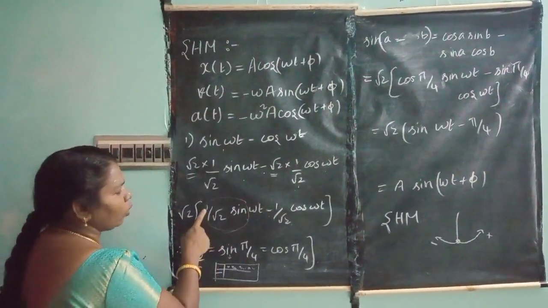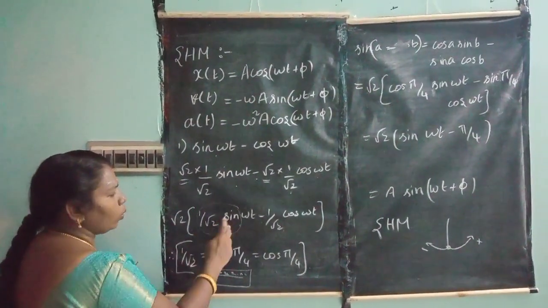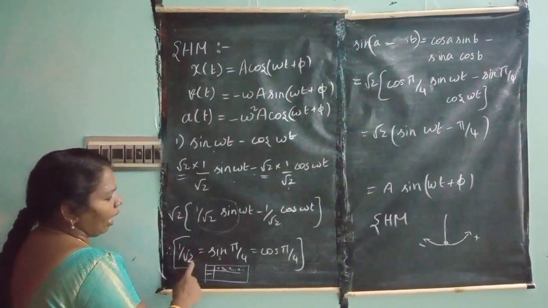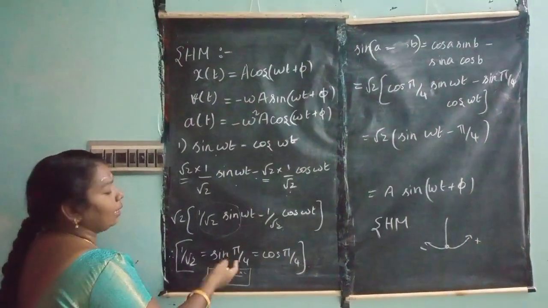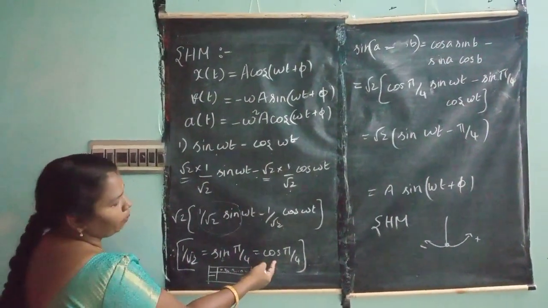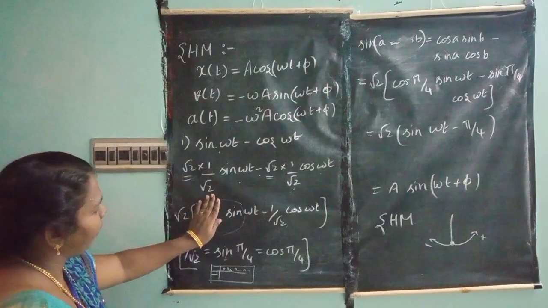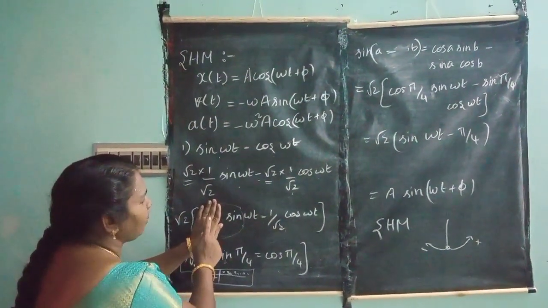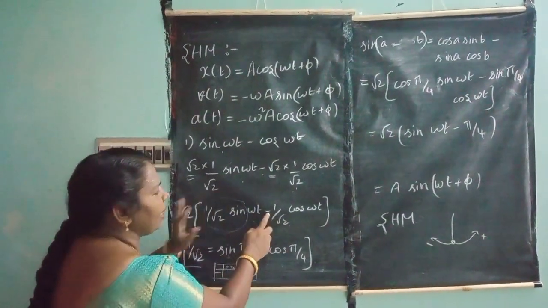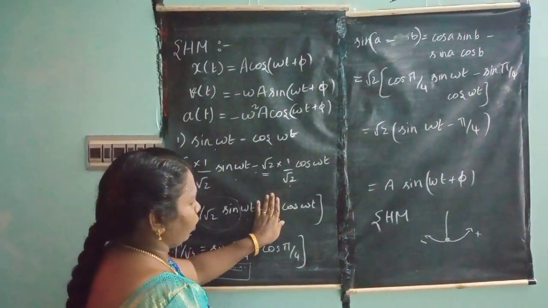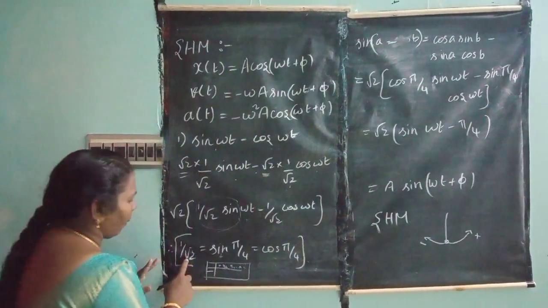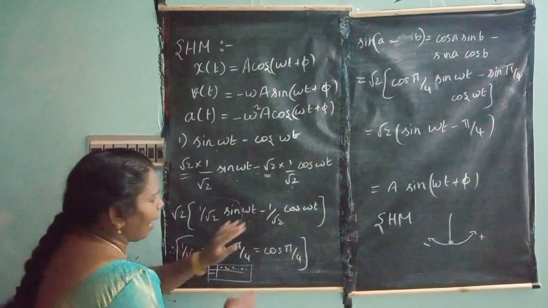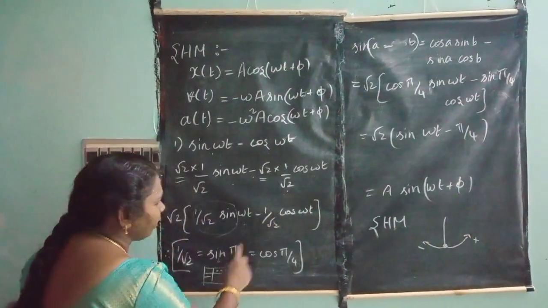Once again I explain: 1 by root 2 with sine omega t, how can I represent it here? The 1 by root 2 value is given for sine pi by 4, and sine pi by 4 is equal to cos pi by 4. So I am taking this 1 by root 2 and putting the value cos pi by 4. Therefore this term is cos A sin B. Similarly, for the minus term, I am removing that 1 by root 2 cos, which is equal to cos pi by 4, which is equal to sin pi by 4. So I am taking this 1 by root 2 and putting sin pi by 4.